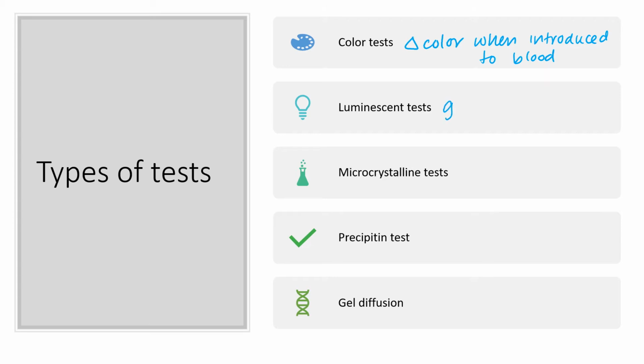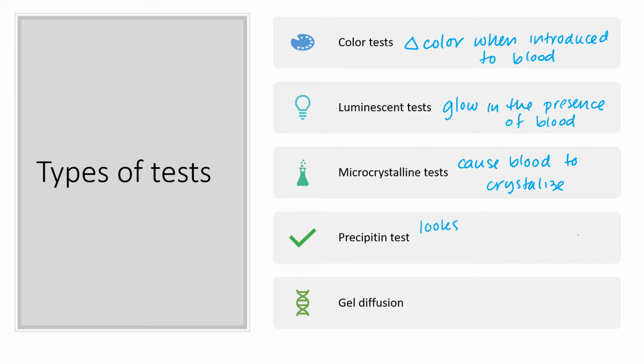Luminescent tests glow in the presence of blood. Microcrystalline tests cause blood to crystallize. Precipitin tests look for agglutination, or like little clots of things that you refer to as precipitate.